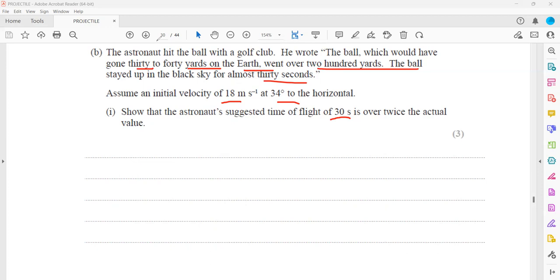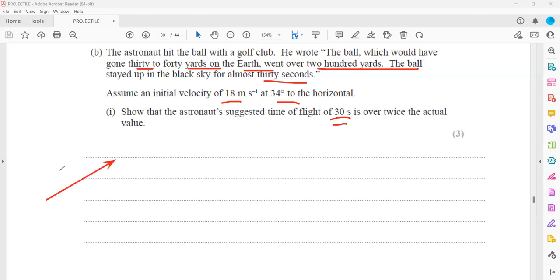As the astronaut is saying, the ball would have gone 30 to 40 yards on Earth, but on the Moon it is traveling about 200 yards, and the ball is staying in the air for 30 seconds. So we have to show that the time of flight of 30 seconds is over twice the actual value. First, whenever you have a question in which an object is launched at a certain angle, you will always resolve into components.